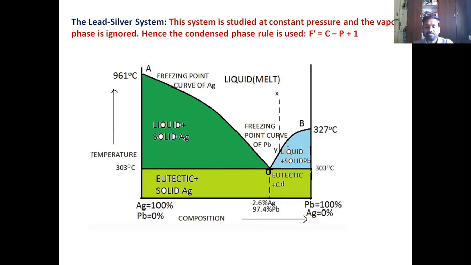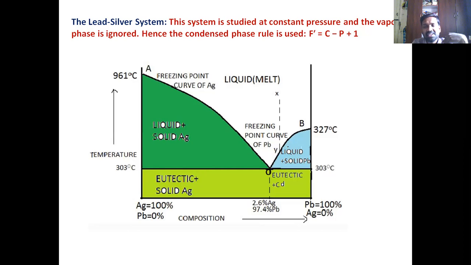Now, when I call this a eutectic composition, that is fixed. Only the alloy with this composition has the lowest melting point. No other composition will have a melting point equal to or lower than 303 degrees Celsius. It will always be higher than 303 degrees Celsius. So this is how a eutectic point becomes significant in our whole study. But what is the significance of the eutectic point? Why should I prepare an alloy with a low melting point?